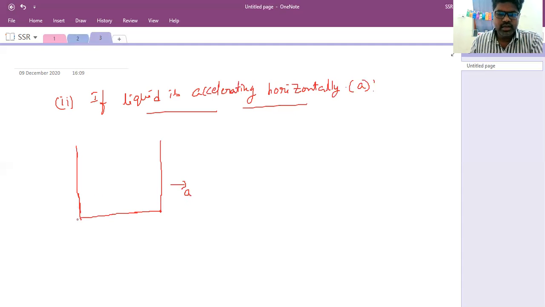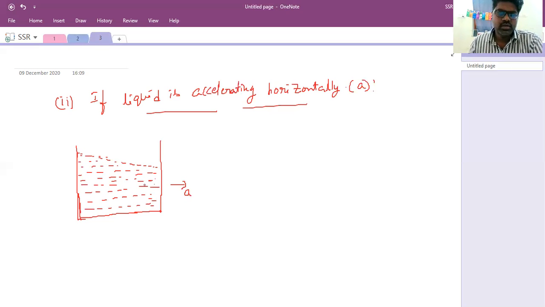Here, if it is accelerating horizontally, what happens? The liquid will not stay at the same horizontal level. The liquid will go back slightly like this. The liquid will move to the back side because of the pseudo force acting on the liquid. You can observe here that in this situation a height difference will be established between the front end and the back end of the liquid.